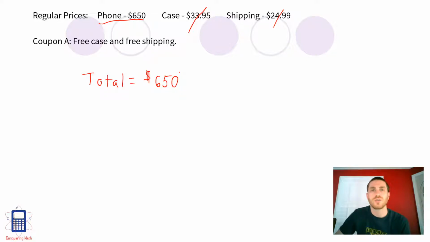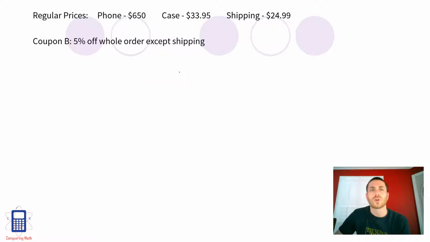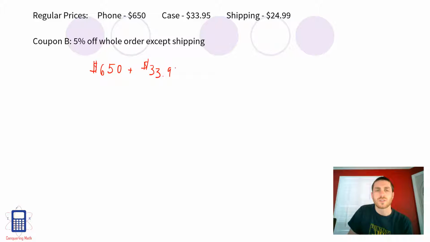So that's it for A, nice and simple. It might be the option that RJ chooses, it might not be. Now we'll take a look at the next coupon. So for coupon B, he gets 5% off the whole order except for shipping. So what we'll do here first is find the cost of the phone and the case without shipping. So we have $650 for the phone plus $33.95 for the case, and that gives us a total of $683.95. So that's full price for those two items without the cost of shipping.